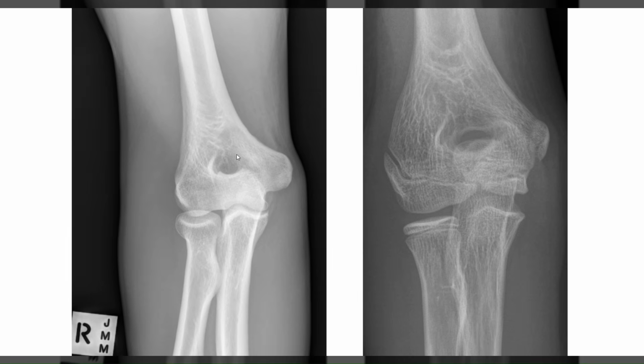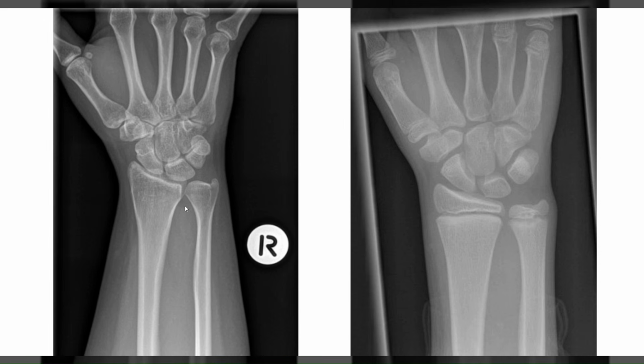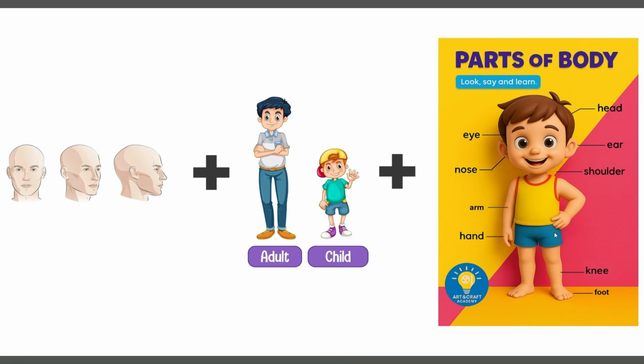Here's an elbow. Elbow on the left is an adult. There's 3 bones, the humerus, ulna, and the radius. On the right, it looks like there's many bones, but these are just open physes. Skeletally immature, skeletally mature patient. Looking at the wrist, so on and so forth, and you will get pretty good at identifying growth plates.